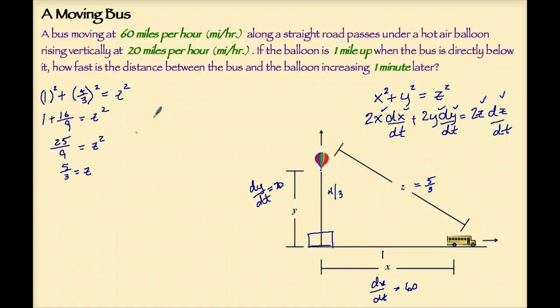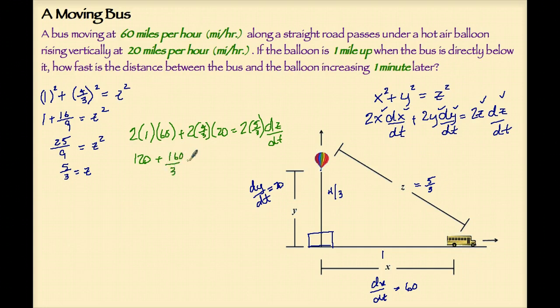and get dz/dt. This is going to be 2 times x, which is 1, times dx/dt, which is 60, plus 2 times 4/3 times dy/dt, which is 20, and that has to equal 2 times 5/3, which is z, times dz/dt, our unknown. We have 120 plus 160/3 equals 10/3 dz/dt.